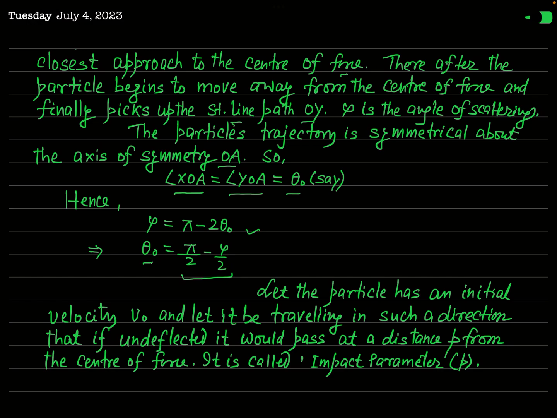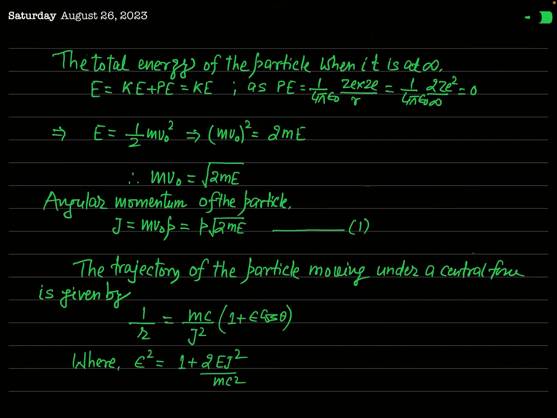Now you can see we have considered that initially the alpha particle has been projected with velocity v naught, and at the initial position the alpha particle is far apart from the nucleus.